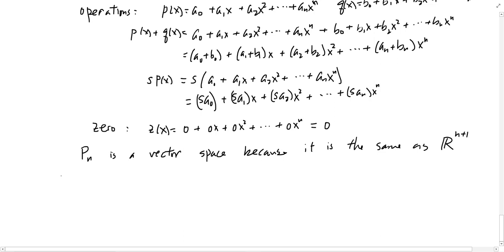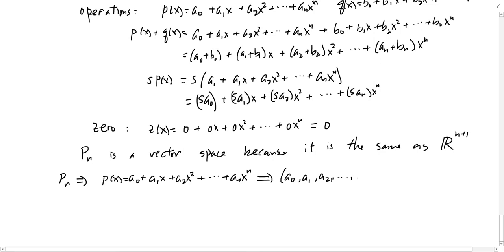Well, imagine the following. Let's say we have the vector space P sub n. Identify each element as a_0 plus a_1 x plus a_2 x squared plus dot dot dot plus a_n x^n. I'm going to say that this, from a mathematical standpoint, is the same as the vector (a_0, a_1, a_2, ..., a_n), and this is actually an element in R^(n+1).